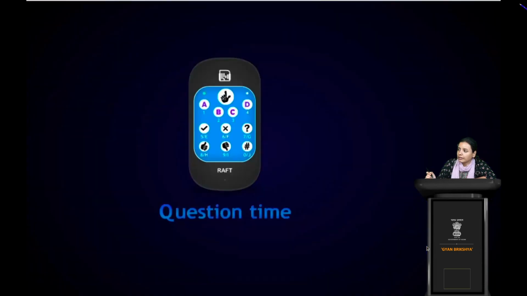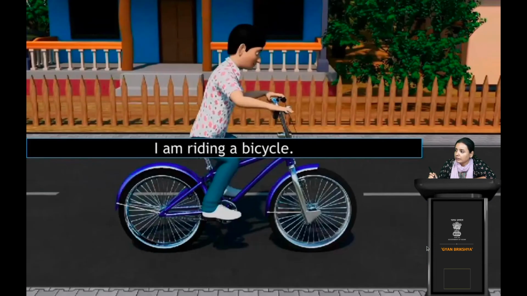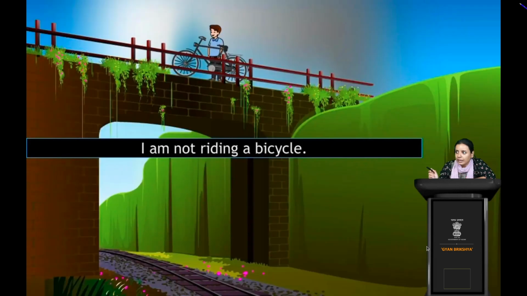I hope you are getting my points clearly, so that I could also know that you have understood today's session. So now see, what is this? The boy is saying, I am riding a bicycle. Now what is this? I am not riding a bicycle. Is he riding a bicycle right now? No, he is just standing, right? He isn't riding any bicycle now. So you can see not is included here.